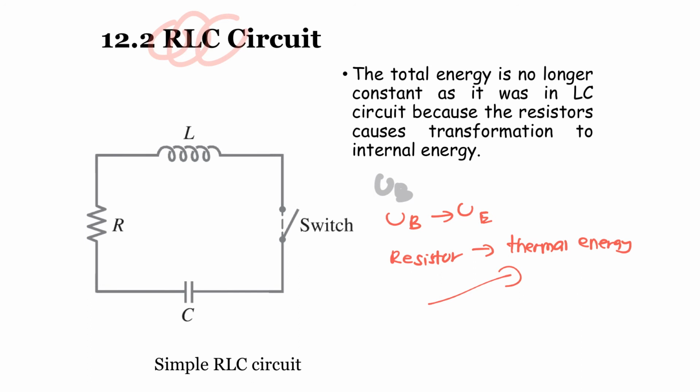So that's the reason why the graph is not going to be that perfect, which means that the energy is going to change between the electric field and the magnetic field. But now there is going to be a damping effect that comes from the resistor, because the resistor is going to transform the energy into internal energy, which is basically thermal energy.